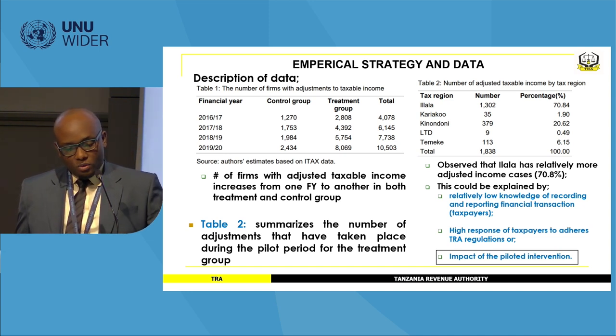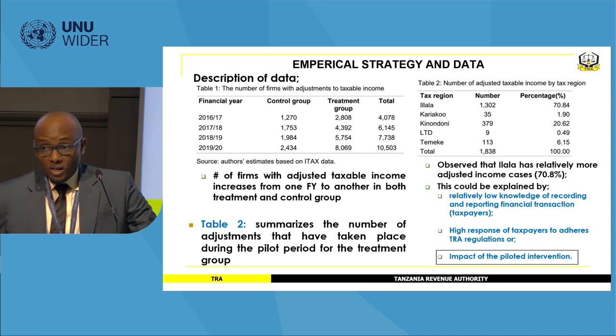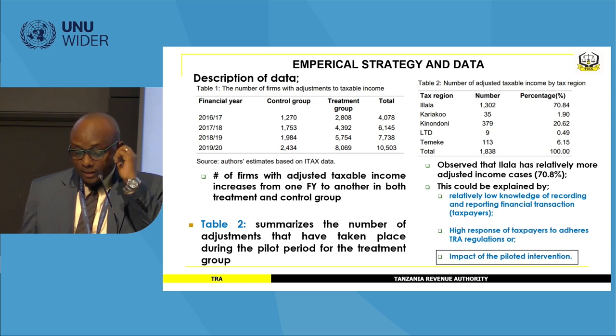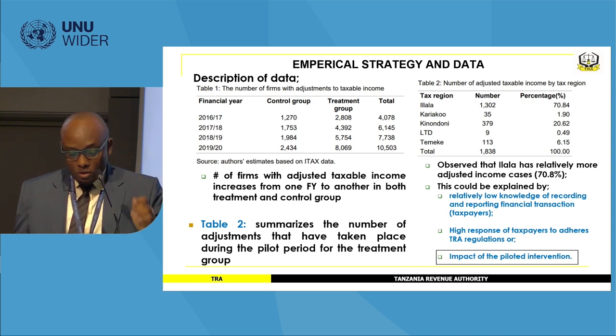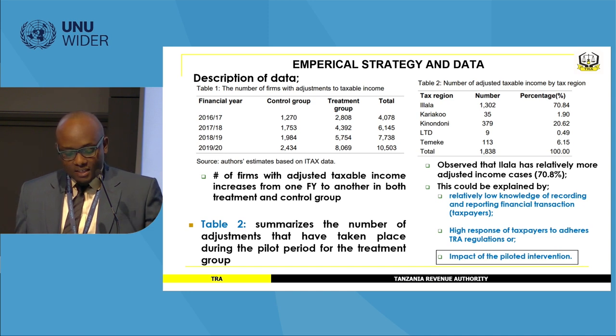We are checking on the data, and Table 1 on your left-hand side shows the number of firms which were adjusted, with adjusted taxable income observed to increase from one financial year to another in both the treatment and the control group.